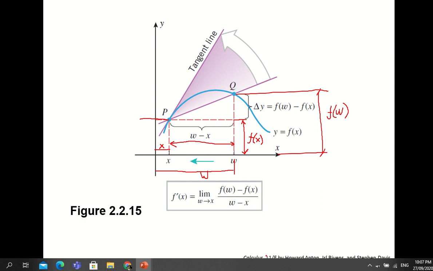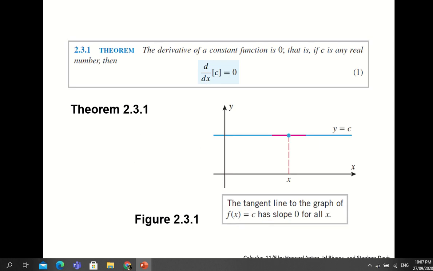Don't be confused, class, by whatever we use for the coordinates of our points. You just use the same concept as what we had discussed in the previous videos. Now we have here another theorem: the derivative of a constant function is zero.